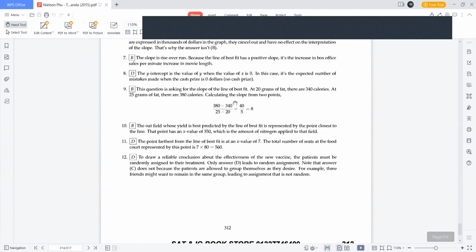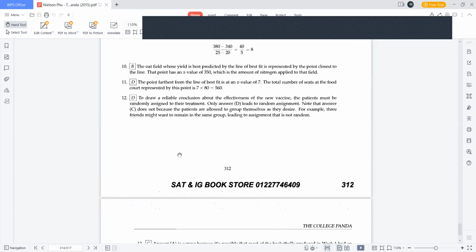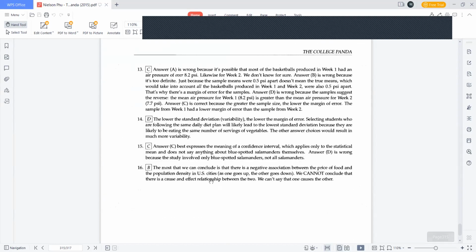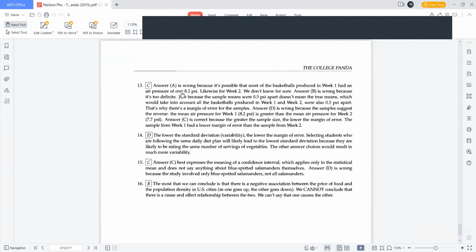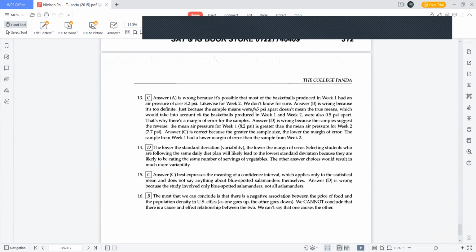So for statistics 2, here are some of the answers. Okay, B, as we said, confidence interval. C, that is correct. Variability. They went with D, selecting students who follow. Okay, so the answer was D. We weren't even close. Makes sense though. C: answer C is correct because the greater the sample size, the better the margin of error. It's interesting.